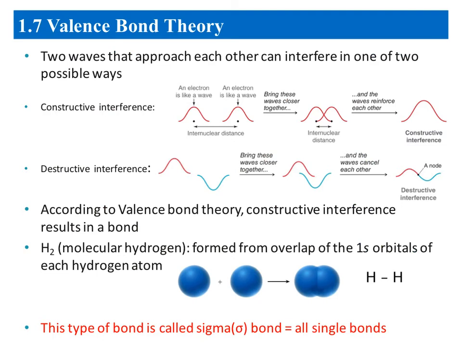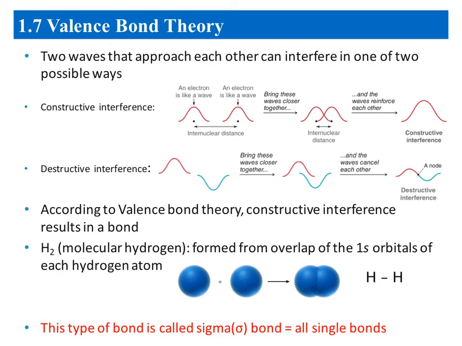Now that we know electrons occupy atomic orbitals in an atom, we can think about how these orbitals can come together and make covalent bonds. Valence bond theory and molecular orbital theory are the tools that describe the nature of atomic orbitals overlap. So we first start with valence bond theory, or VBT.